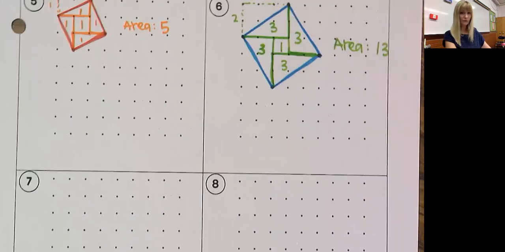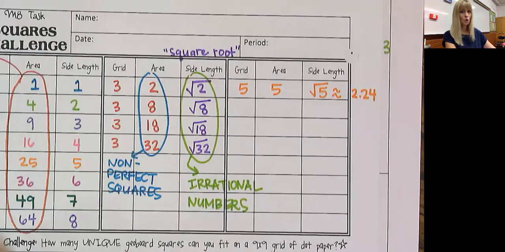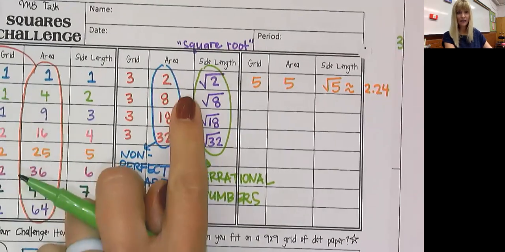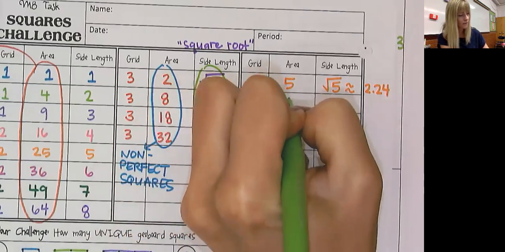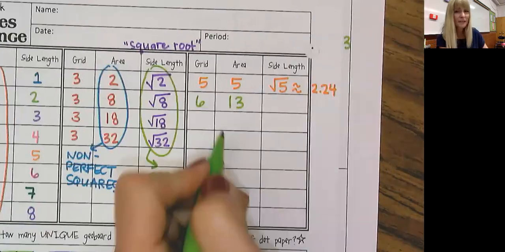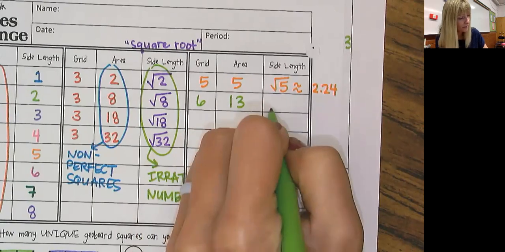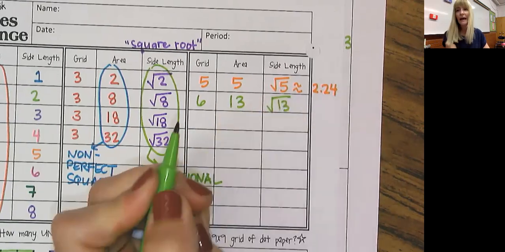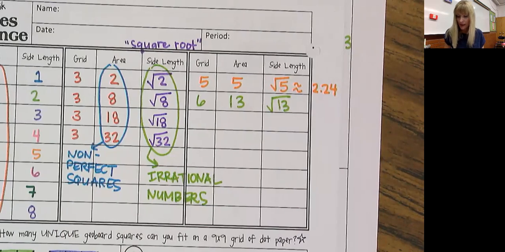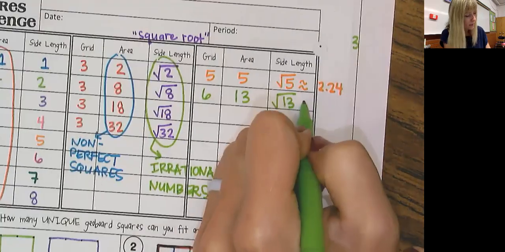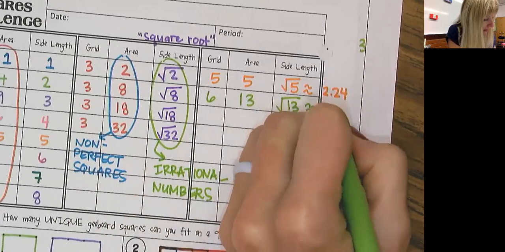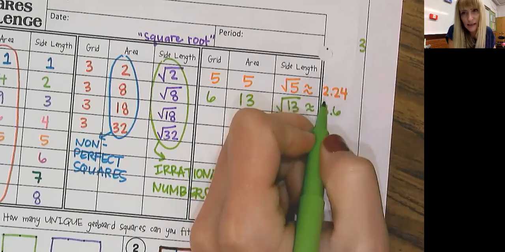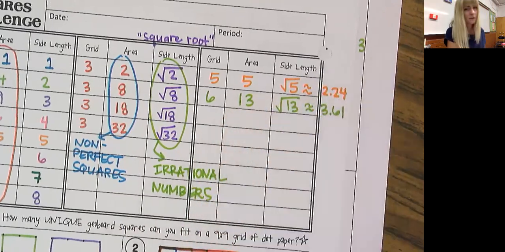Is that on my perfect square list? No, it is not. And it's not on anything we found so far either. So it is absolutely a unique square. And because it's not a perfect square, that means the side length is going to be an irrational number. And this is how I write it exactly: square root of 13. And then I can type it in my calculator, square root of 13, and I can say it's approximately 3.6. It says 605, so the 5 rounds that up to 3.61.